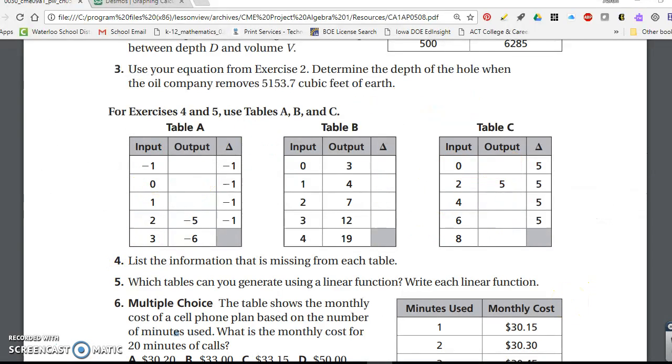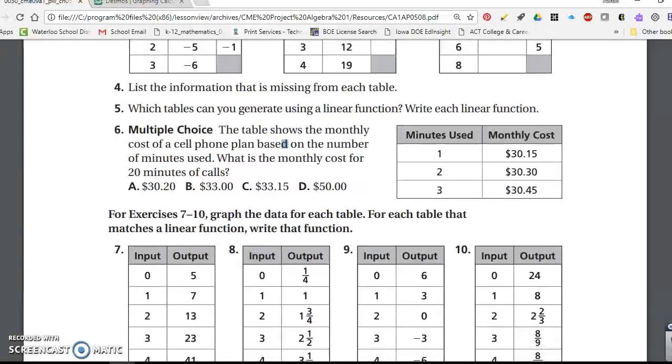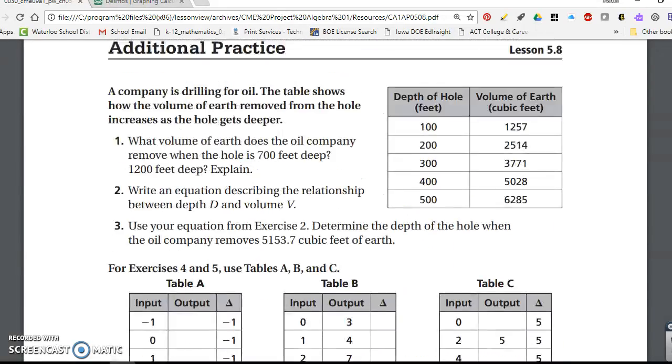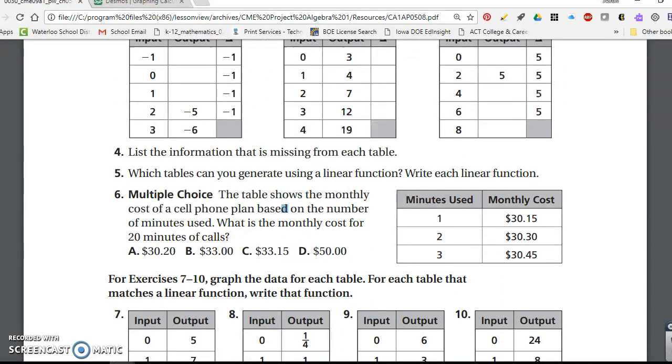Alright, so let's take a look at another situation. I was going to do this cell phone plan, but let's slide up and we can do the cell phone plan.